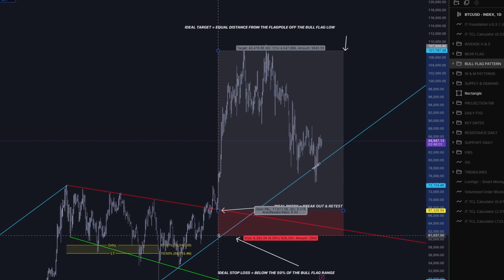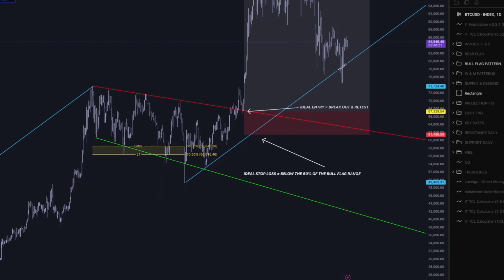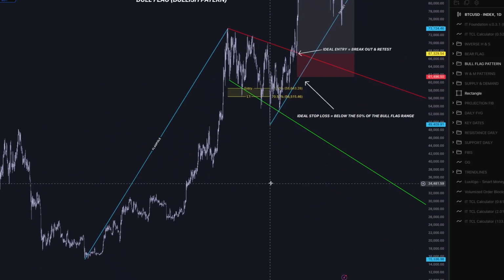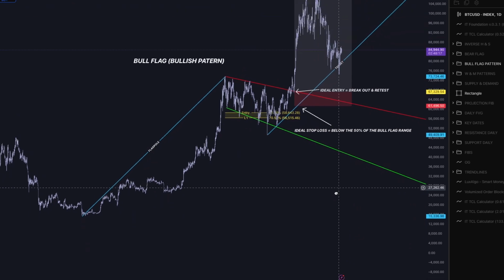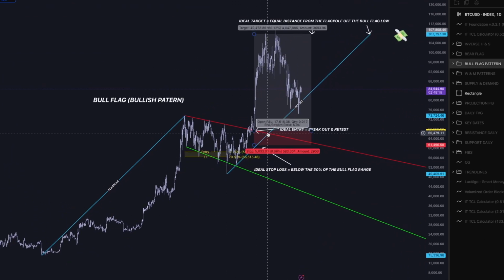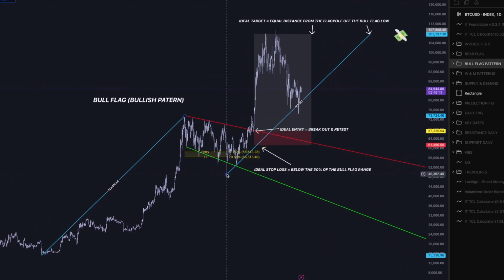And then the profit target for a bull flag is going to be, everybody takes, some people take it off the actual breakout. I take it off the low of the bull flag.